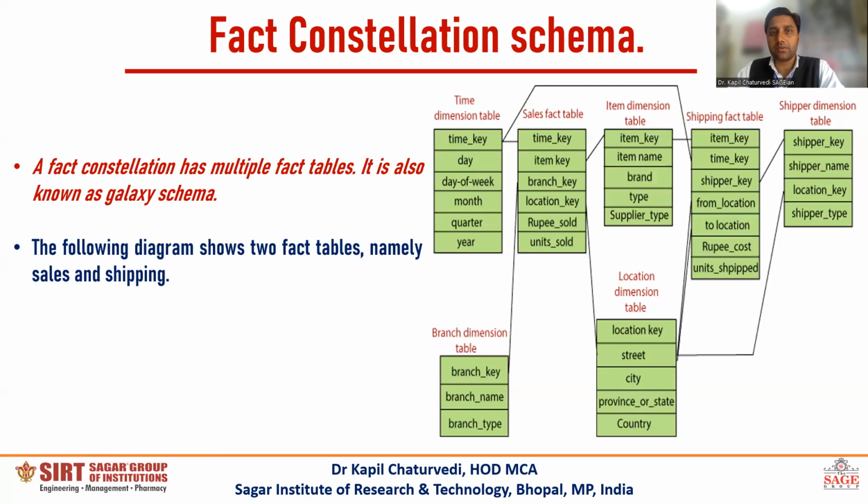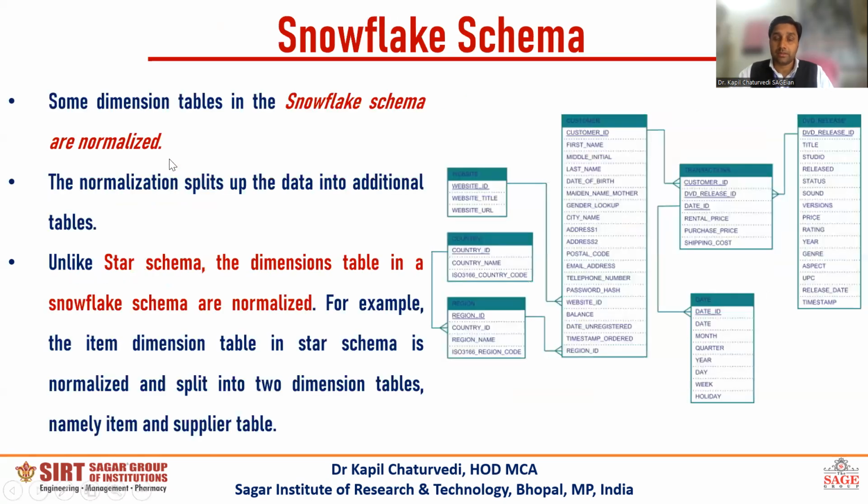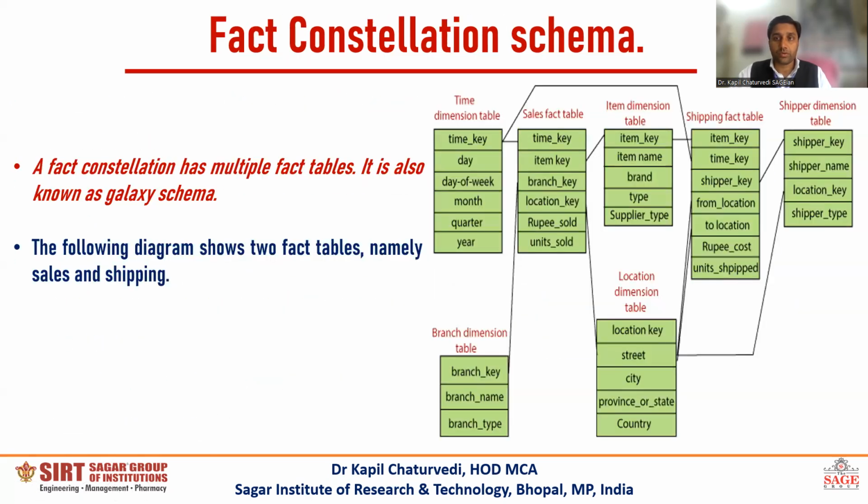Now the last one is the fact constellation schema. This is also known as the galaxy schema. A fact constellation has multiple fact tables. So here we can say that this is a combination of the star schema as well as the Snowflake schema. Here there will be multiple dimension tables as well as multiple fact tables.